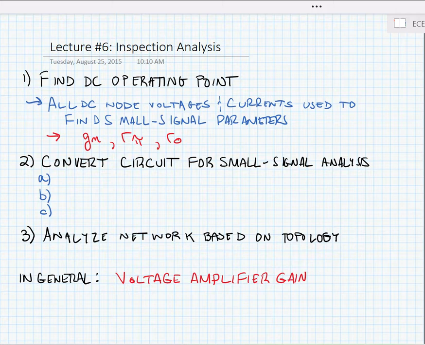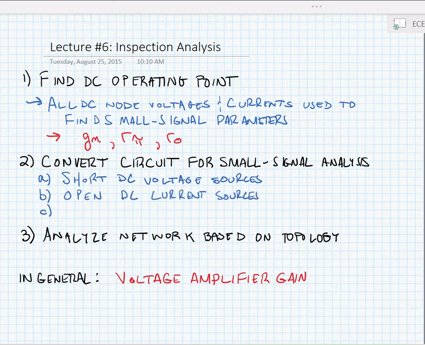Next, we're going to convert the circuit for small signal analysis. To do so, first we short the DC voltage sources, we open the DC current sources, and we short the big capacitors. Now you can redraw the schematic and do this, or as you get more practice, you'll notice that you can just do this mentally. Finally, we're going to analyze the network based upon the topology of the amplifiers that we're looking at.